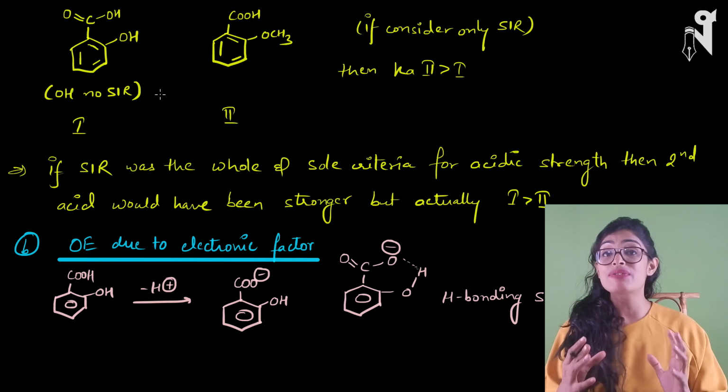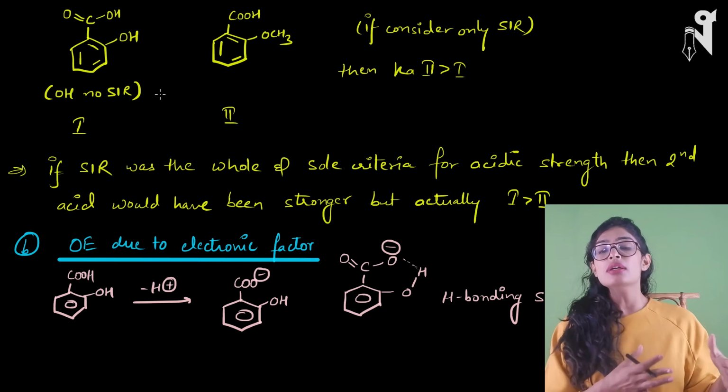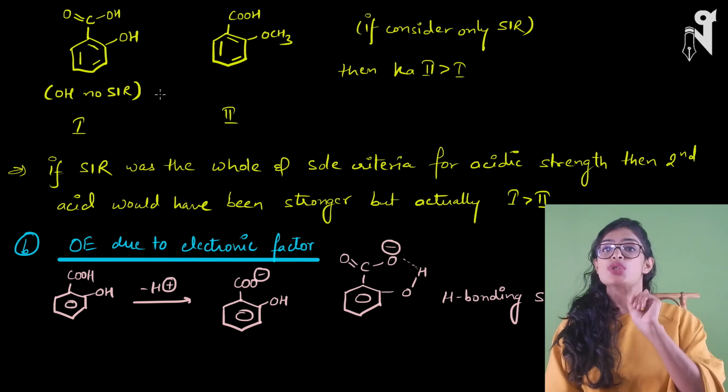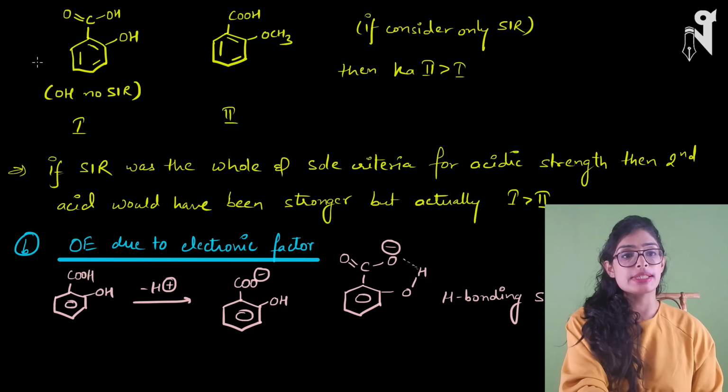Let's understand, is it only ortho effect which is affecting the substituted benzoic acid's acidic strength, or there is something else, or is ortho effect just due to the steric inhibition of resonance, or are there other effects also participating in it? So one is ortho effect is due to the SIR. Now there are other factors also which contribute in causing the ortho effect. Let's understand those also. Now here I have taken an example.